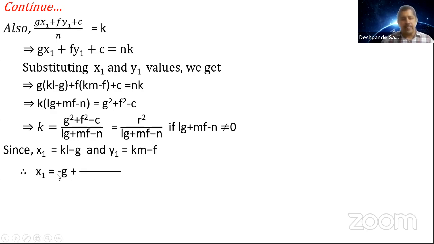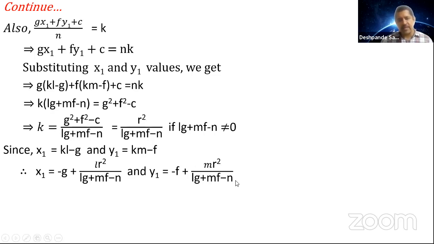So you get minus g. First you write minus g, then k. The k value is this entire term, and the l value. So you can write it as l r square by lg plus mf minus n. So the value of x1 you got, and likewise y1 is equal to km minus f. So m as it is, put. First you write minus f, then replace the value of k. You get m r square by lg plus mf minus n.